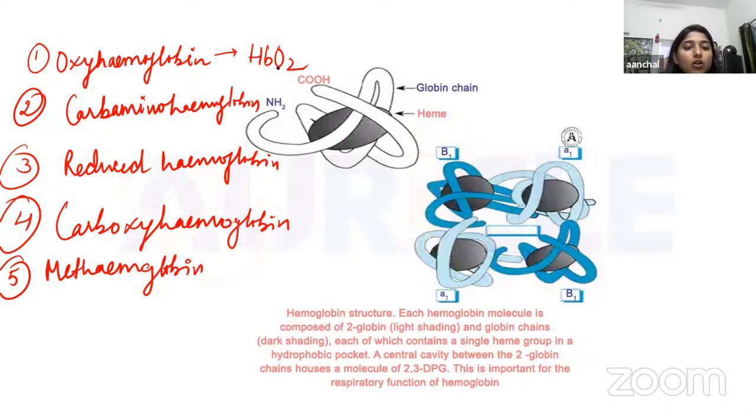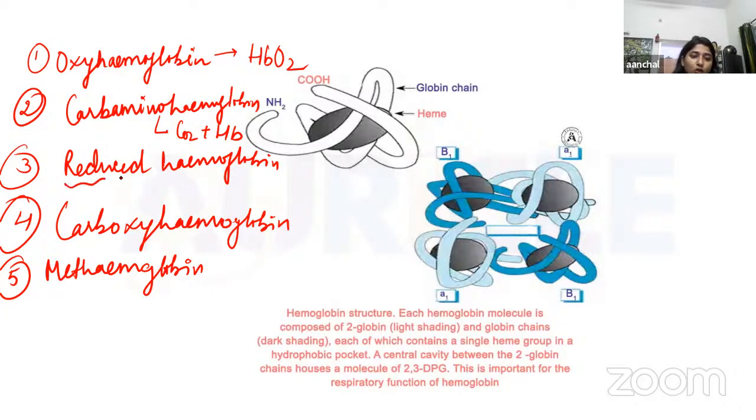So what is ODC, what is the oxygen dissociation curve, that also we're going to learn in today's class, right? Now next we have carbaminohemoglobin. This is the form where CO2 reacts with Hb, right? So here carbon dioxide reacts with hemoglobin to form carbaminohemoglobin, right?